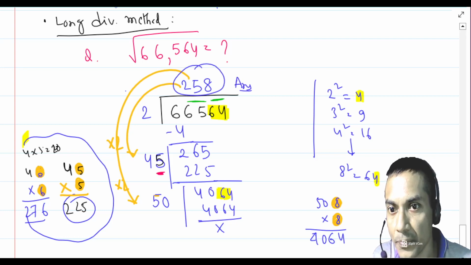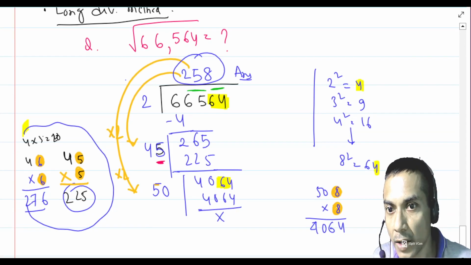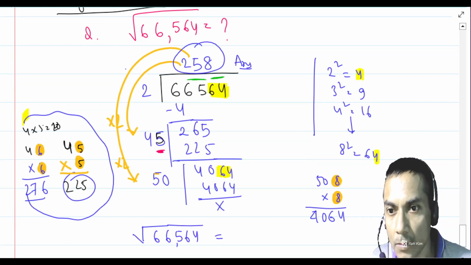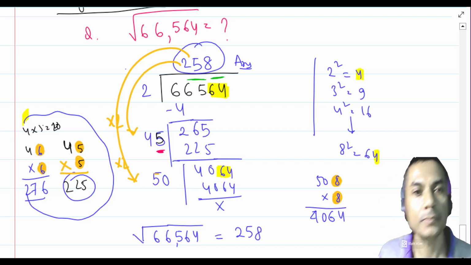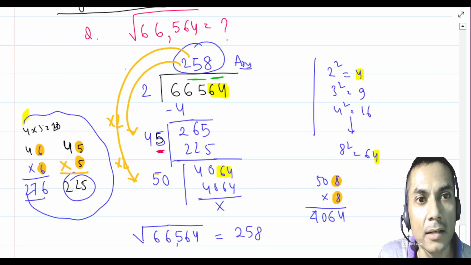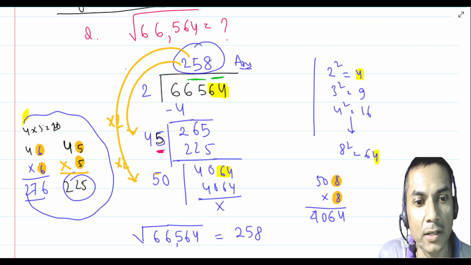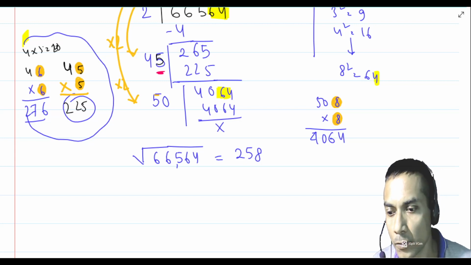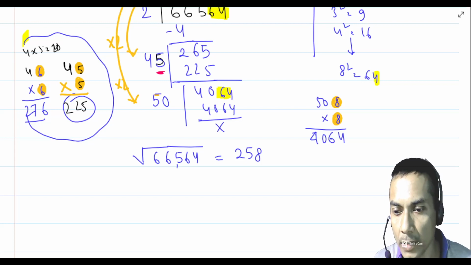What does that mean? It means if I take the square root of the given number 66564, we get the result 258. Similarly, you can do the same method for a decimal number also, for any decimal number also. Only thing you must remember this, I told you. Now how can I find the square root of a decimal number. Okay, square root of a decimal number.